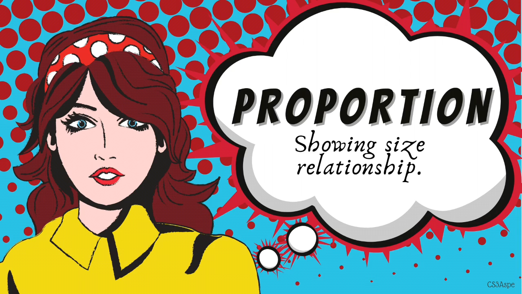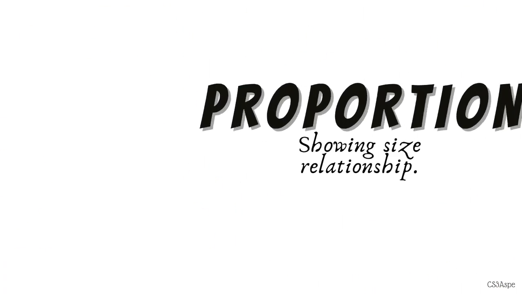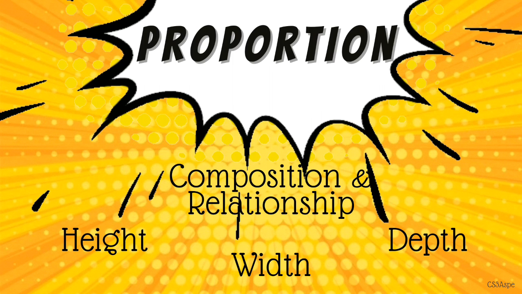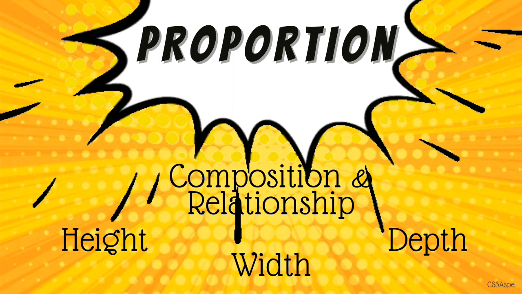Lastly is proportion. It means showing size relationship. How proportion is used will affect how realistic or stylized something seems. Proportion is all about composition and relationship. It can be expressed through height, width, and depth.